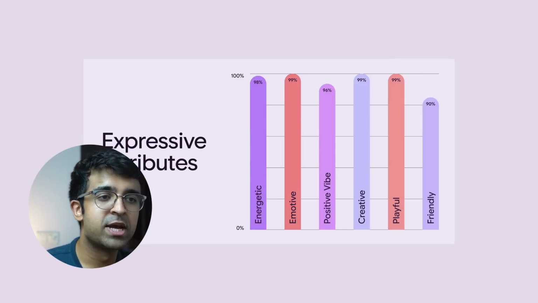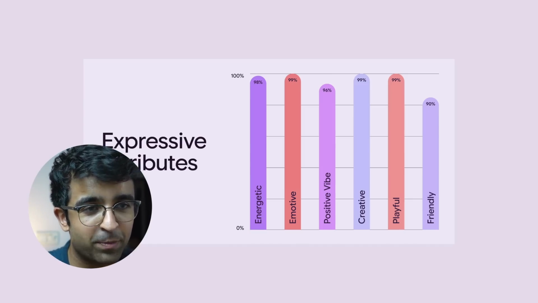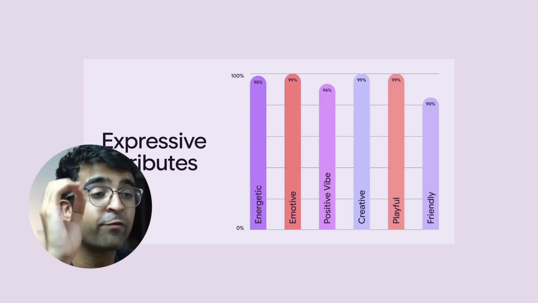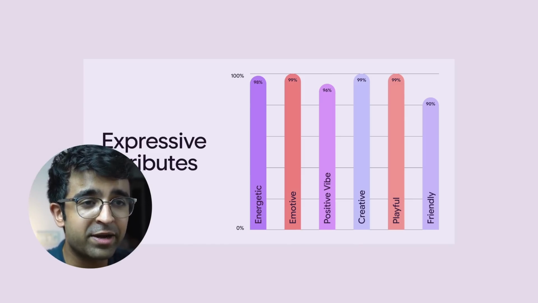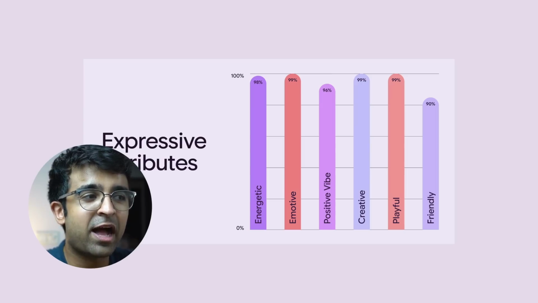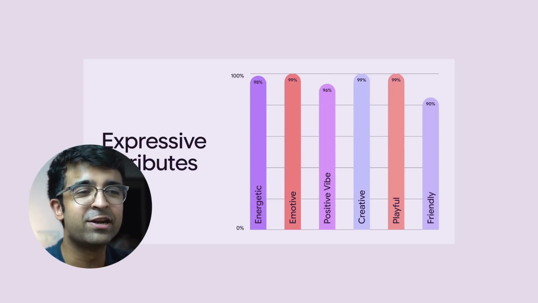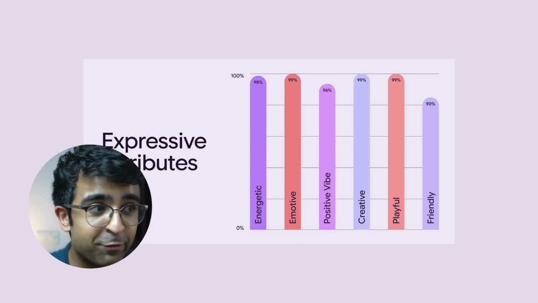Expressive attributes. Now this is where the expression or the emotion part of users comes into play. Energetic, emotive, positive vibe, creative, playful, friendly. These are some interesting words that can be used for sure, and they are being used. Is this how the users behave with the design? God knows. Creative. Is the design different? Does it feel creative and playful? Sure, those are things that we can measure.